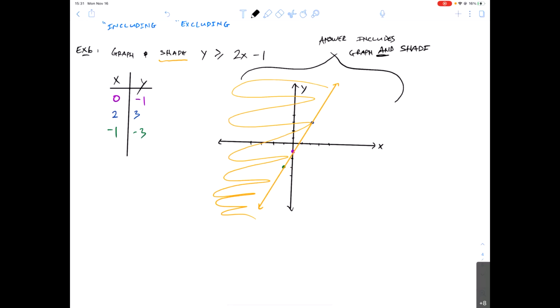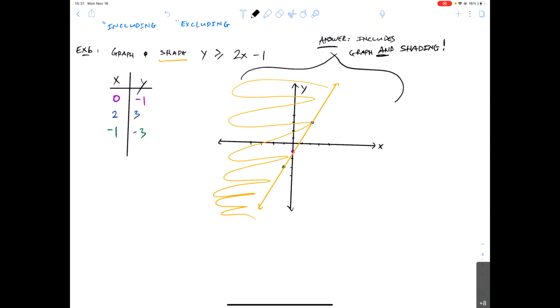It needs both. And that's the purpose of graphing inequality, that is. Okay, so how do we do this? Well, there's a couple things to keep in mind. First and foremost, the answer must include the graph and the shading. But there's also one extra thing you have to worry about.